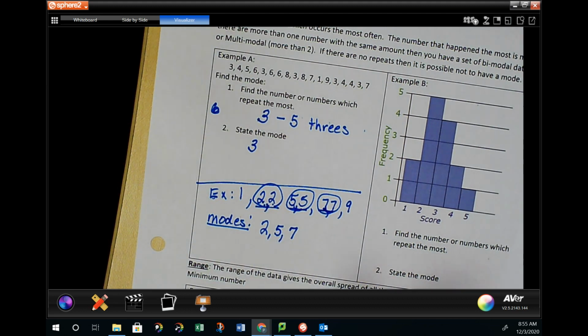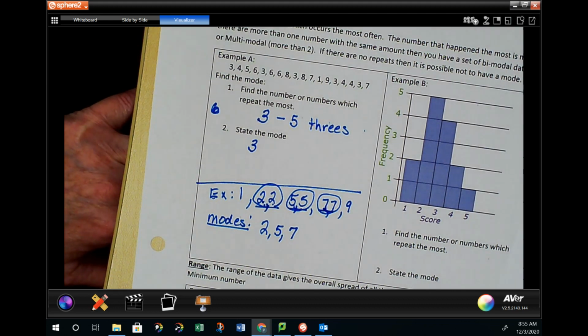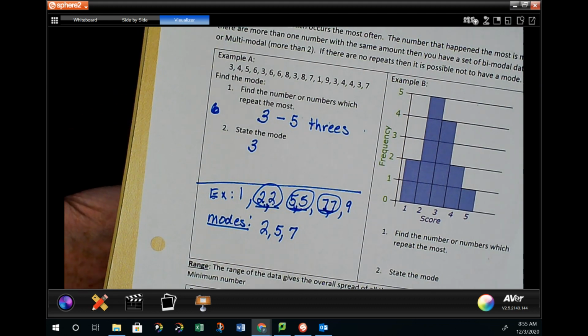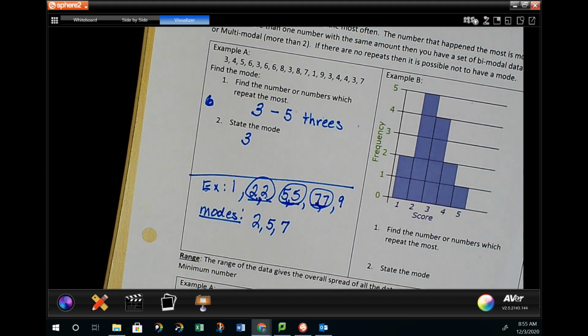Now, if you just had a list of numbers and they were all different, you didn't have anything repeating, that would be no mode. So there is no mode. There's just none.